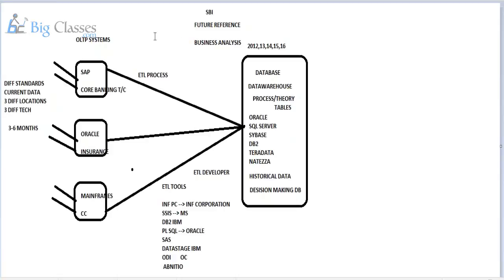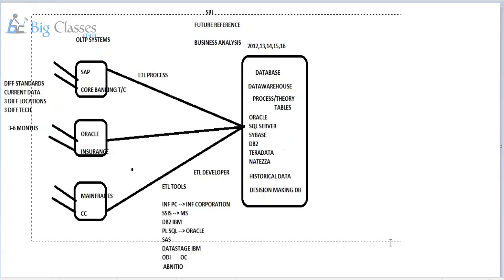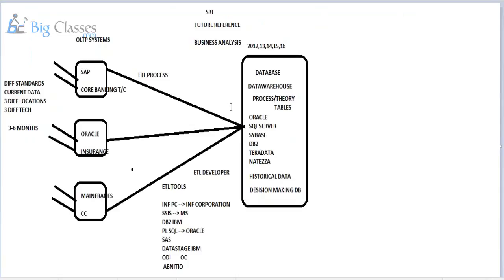Another thing is that Informatica PowerCenter is basically used in two kinds of projects. One is data warehousing projects, where you are loading the data into the data warehouse for the purpose of business analysis. And you have something called a data migration project.